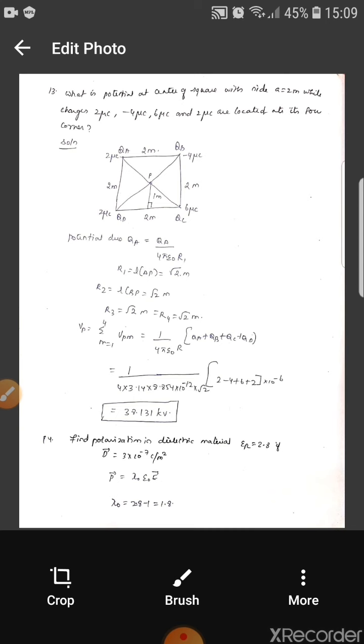And next, find the polarization in a dielectric medium. Your medium is epsilon R is equal to 2.8 if the D value is given as 3 into 10 to the power minus 7 coulomb per meter square.